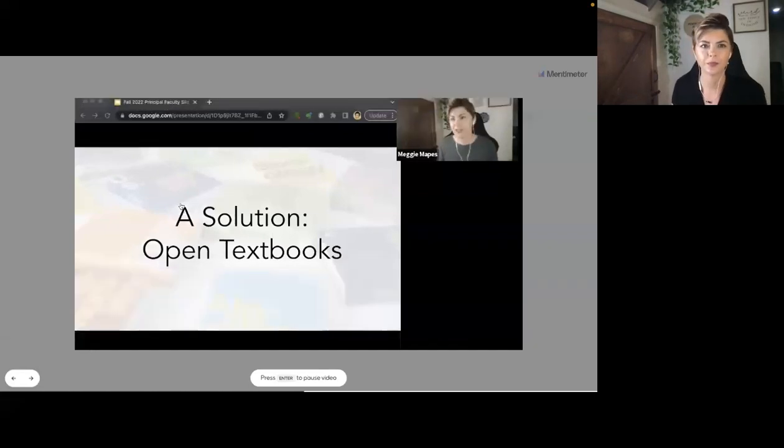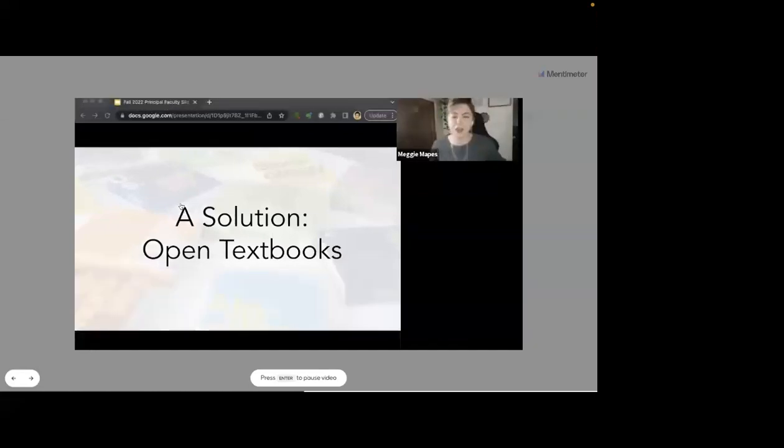Few of the problems, although of course those aren't every issue students are facing. And as we consider the issues that we've sort of discussed, we're going to then shift to talk about open textbooks as one way to address these topics.